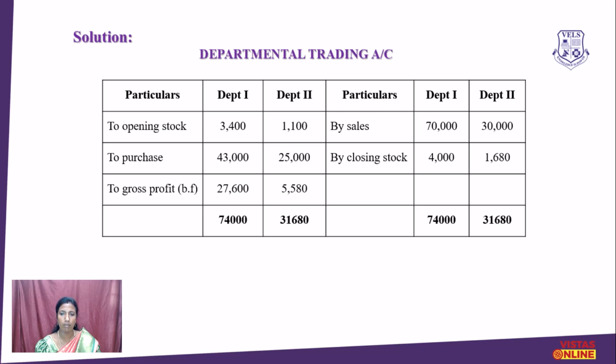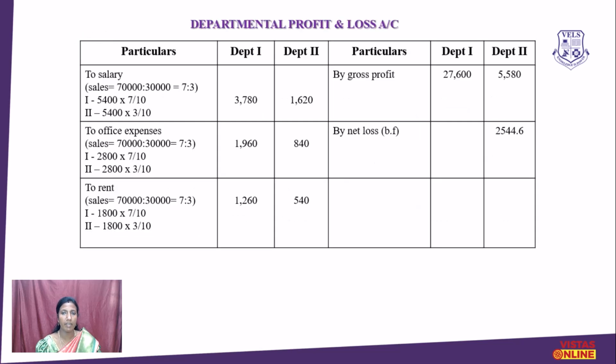So the total credit value is 74,000 in department 1. Department 2 is 31,680. So the difference between the two sides is the gross profit. For department 1, the difference value is 27,600. That is the gross profit of department 1. For department 2, the total is 31,680, so the difference value is 5,580. That is the gross profit of department 2. It is carried forward to the departmental profit and loss account.